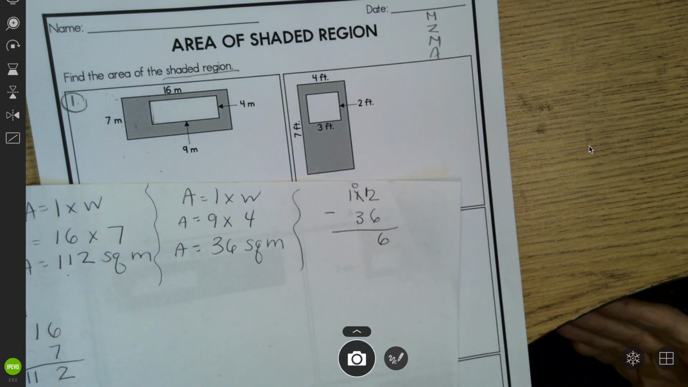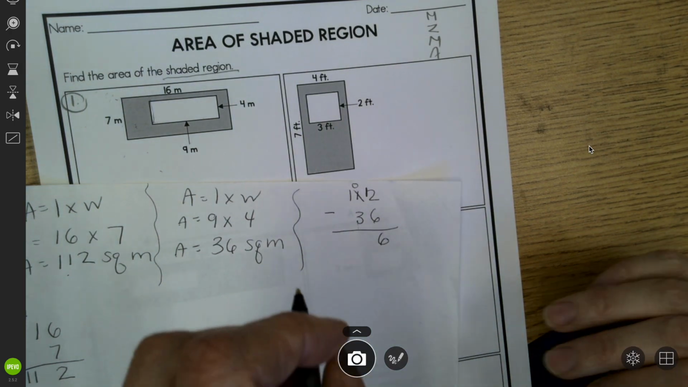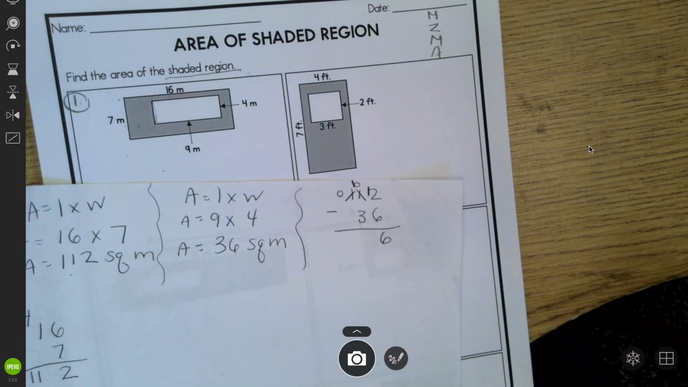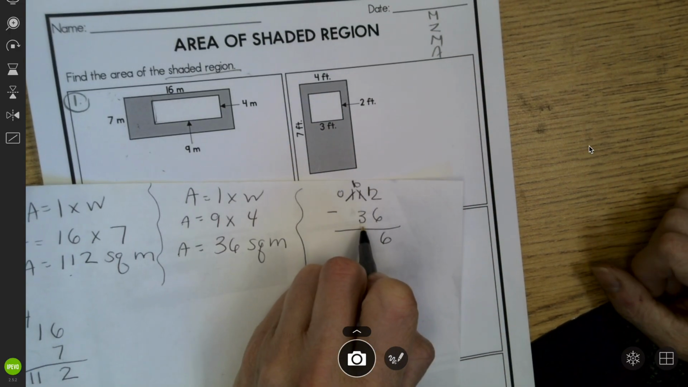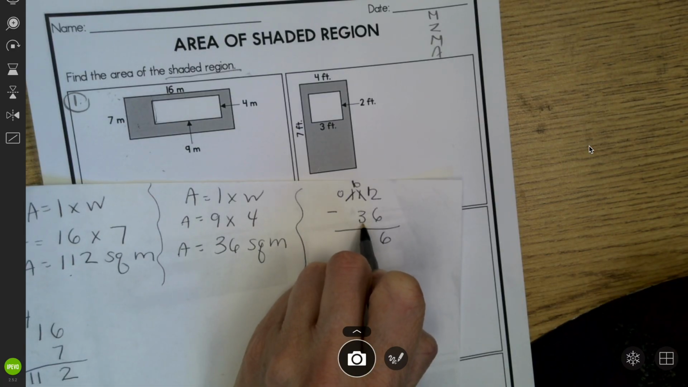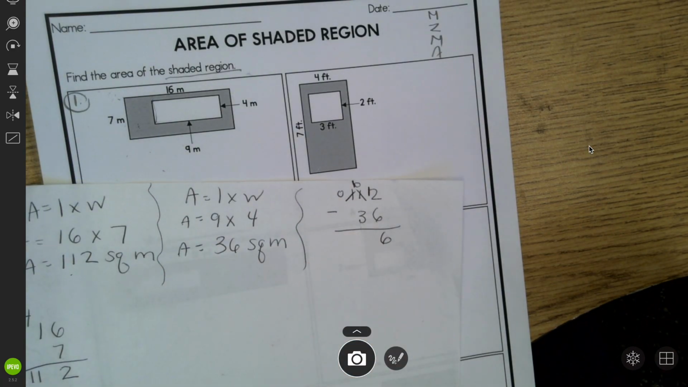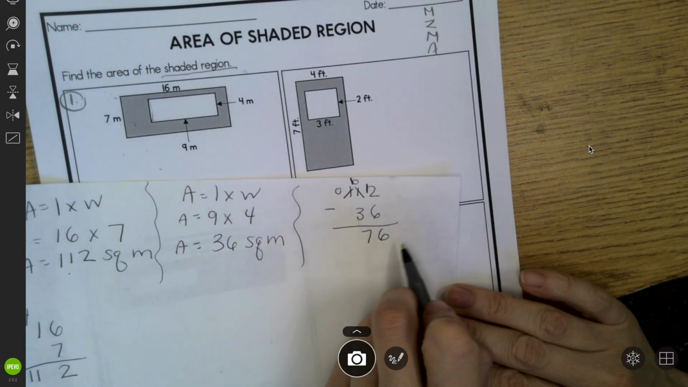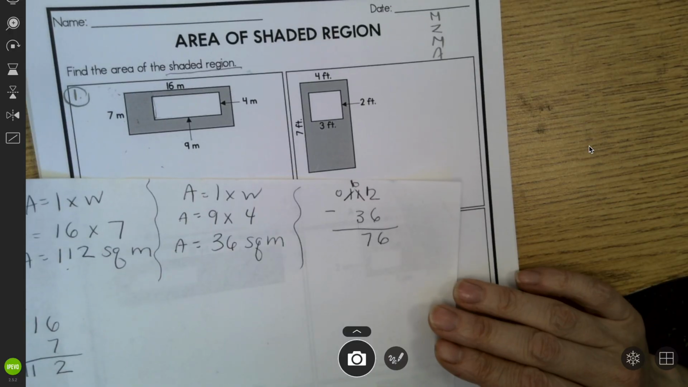Ooh, 0 minus 3. Can't do it. I can't take anything from 0. So my 0 is going to become a 10, and this one is going to become a 0. 10 minus 3, I'm going to put a 3 in my head and count up with my fingers. 3, 4, 5, 6, 7, 8, 9, 10, 7. That's my answer, 76, because I'm just left with a 0.